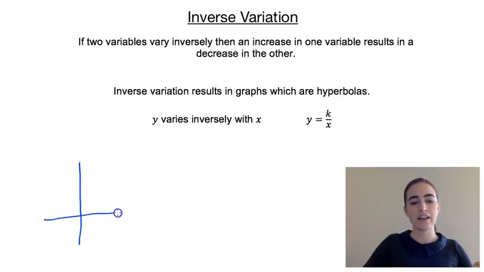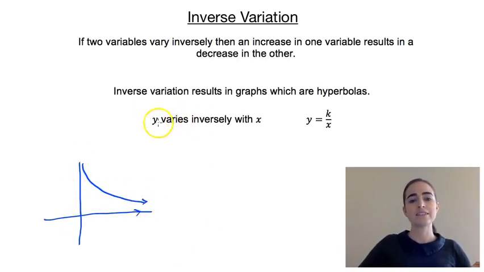So if we had two sets of axes here, as one variable is increasing, so as we move this way along the x-axis, the other variable is going to decrease. That means it's going to start up here and it's going to decrease as one increases. So as this variable is increasing, this one is decreasing.